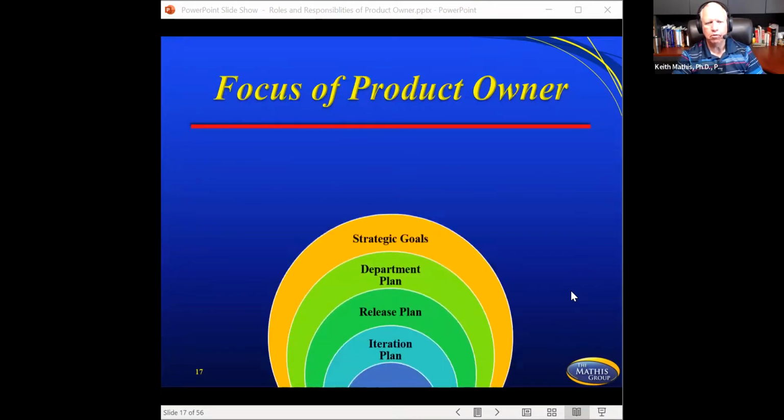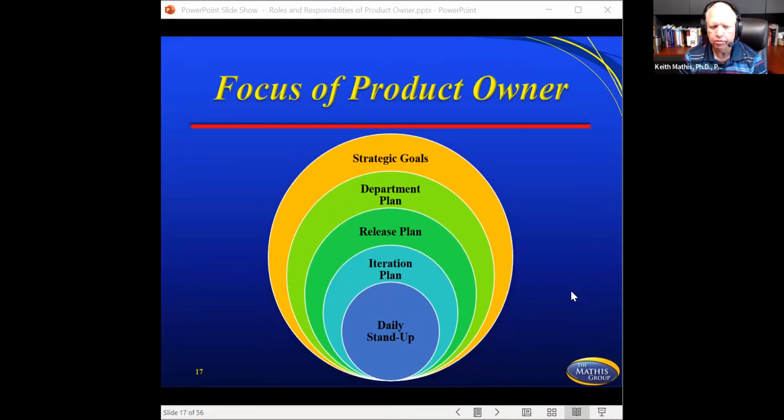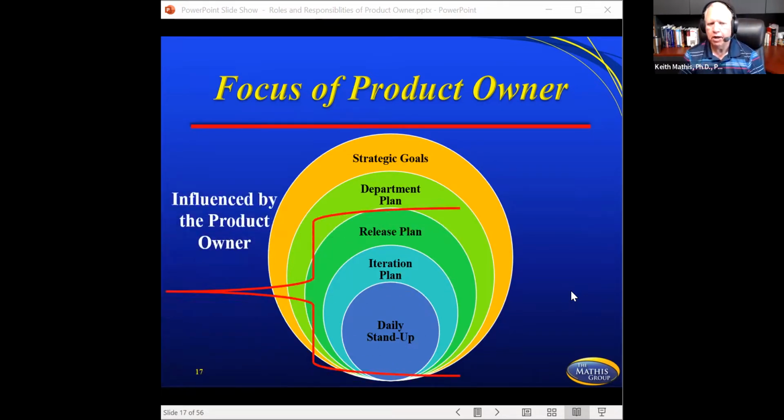So the focus of the product owner, if you look at it, is several different pieces. Now you see the strategic goals, department plan and release plan, iteration plan, daily stand-up. So you notice how all of these are lining up together. They have to in order to build the support. But the product owner is really only dealing with the lower 3. They're dealing with a release plan, which is going to be going to the customer in so many releases. They're going to have iteration plans, which support that release plan.